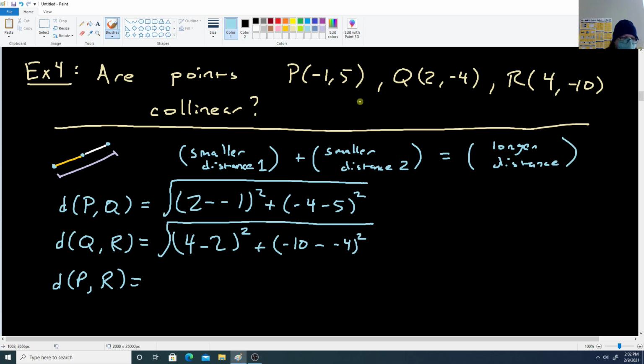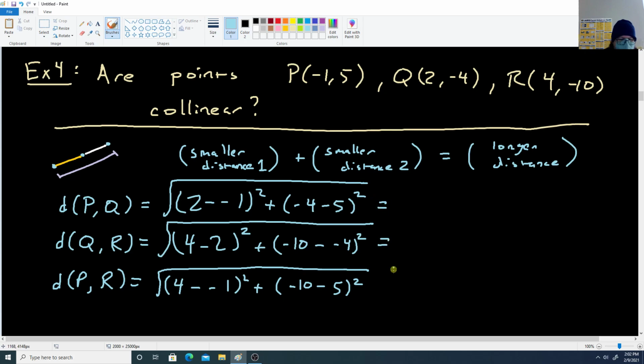And then P will be the 1 coordinates, R will be the 2 coordinates. So I get 4 minus negative 1 squared, plus y2 is negative 10, minus y1, which is 5, squared, square root of that. And we'll total up and see what these are. That's 3 squared, which is 9, plus negative 9 squared, which is 81. So we have the square root of 90 here, which is square root of 9 times square root of 10. Square root of 9 is 3. So that's 3 square roots of 10.